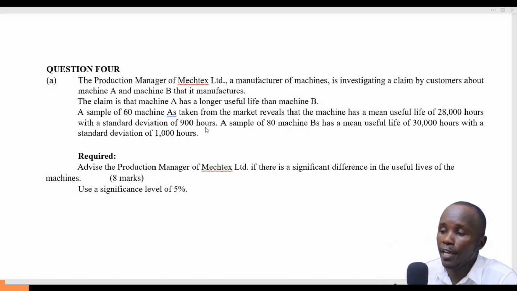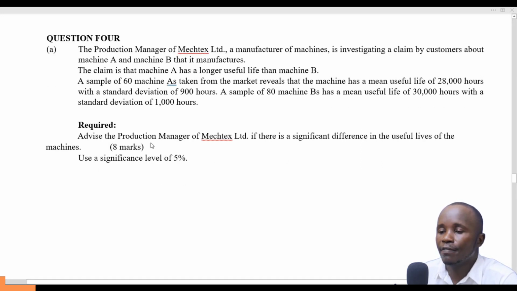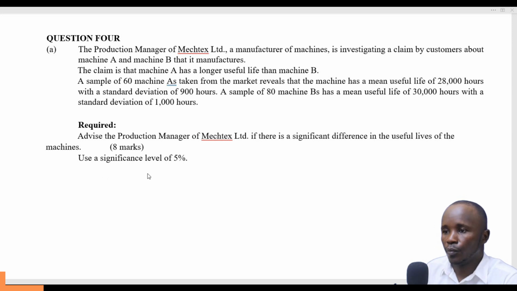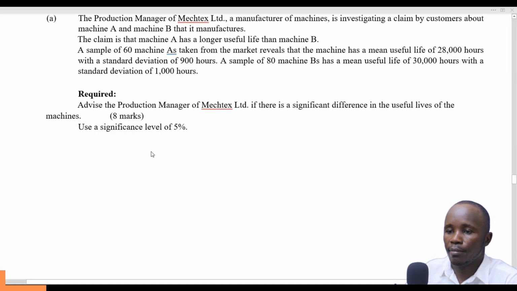A sample of 80 machines B has a mean useful life of 30,000 hours with a standard deviation of 1,000 hours. You are required to advise the manager if there is any significant difference in the useful lives of the machines, and use a significance level of 5%. Good. How do you solve this question? And it has 8 marks.